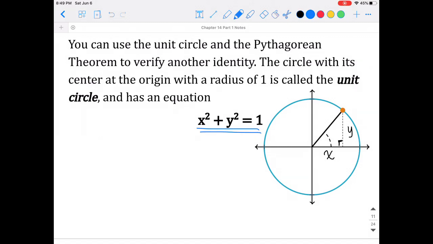We have in our unit circle, we create a right triangle. So here's our right triangle. The radius is 1, so the hypotenuse of this triangle is 1. If we take the legs of this triangle, x squared plus y squared, that's going to equal the hypotenuse squared, which is 1 squared, which is just equal to 1. So we can use this equation when we're talking about the unit circle.